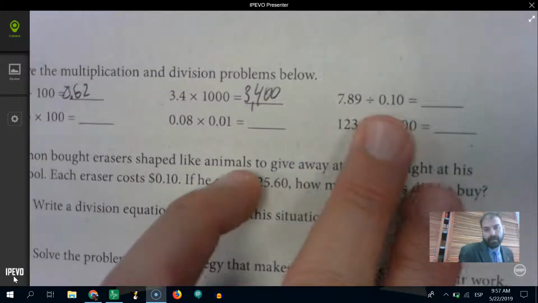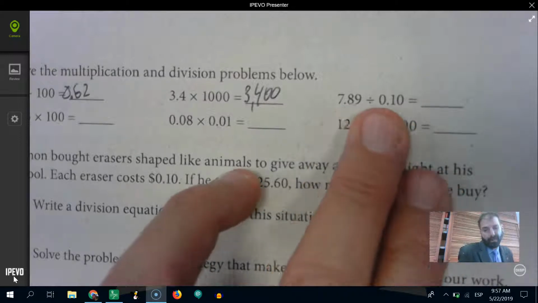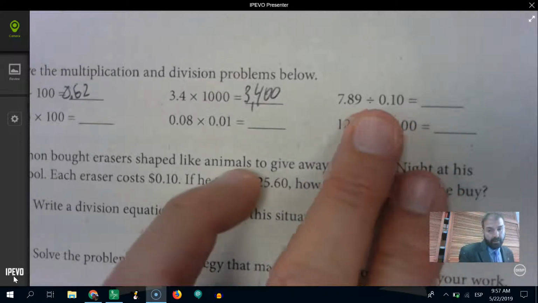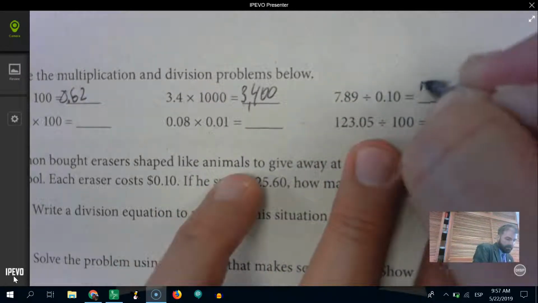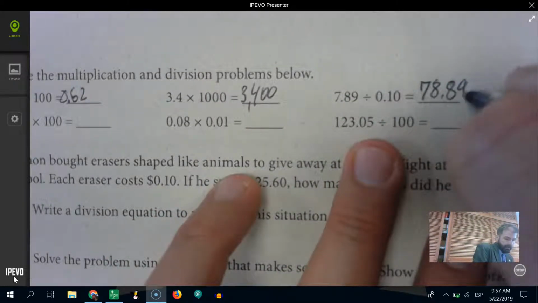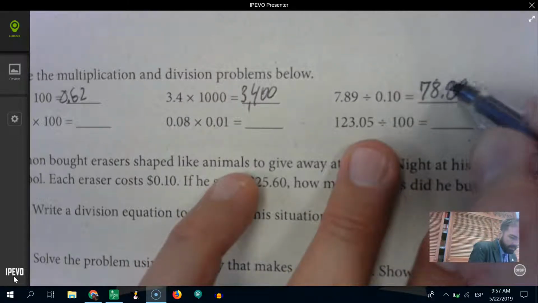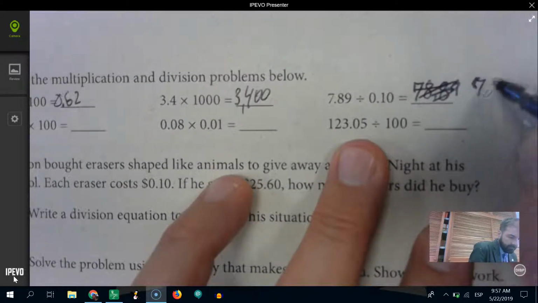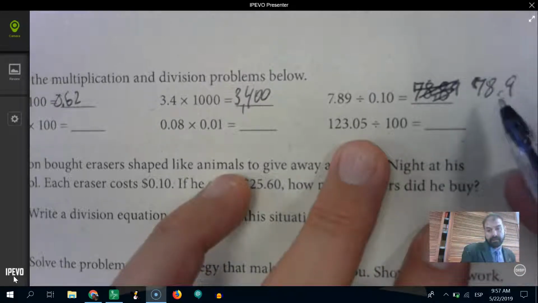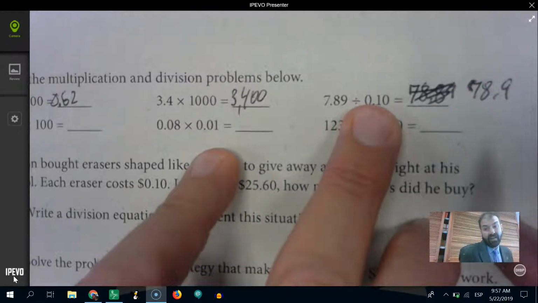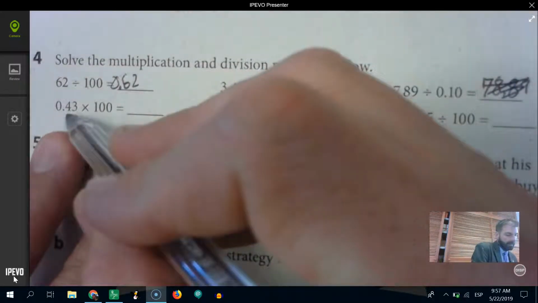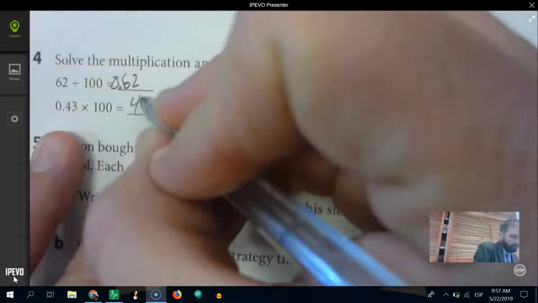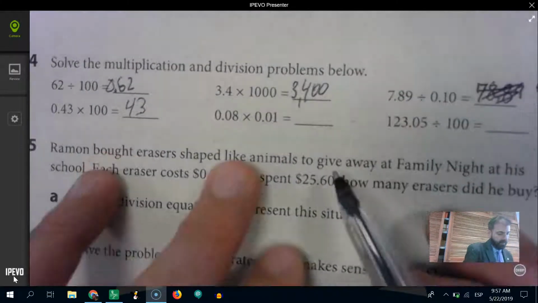7 and 89 hundredths divided by 0.10. So dividing by a number less than 1, my number is going to increase. It's going to increase by one place value to the left. So I'm going to have 78 and 89. Oh wait, sorry, 78.9. So there are 78 and 9 tenths in 7.89. 0.43 times 100, so my spots are going to move two spots to the left. So I'm going to go from the tenths to the tens.